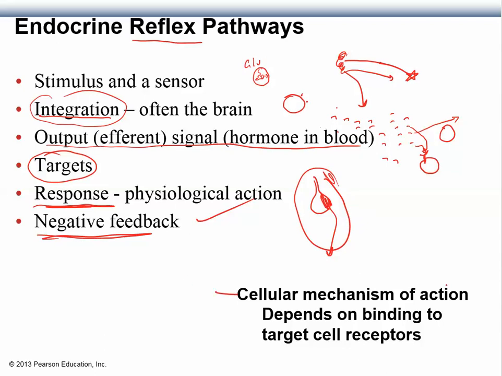Okay, so remember this right here. The cellular mechanism of action depends on the binding to the target cell receptors. As I said, some hormones will go into and out of a cell, and if there's no receptor, they don't bind. Meanwhile, if you have a cell that has a receptor, it'll move in and it'll bind, or it might bind on the surface. Depends on what kind of a hormone it is, and we'll talk about those too.